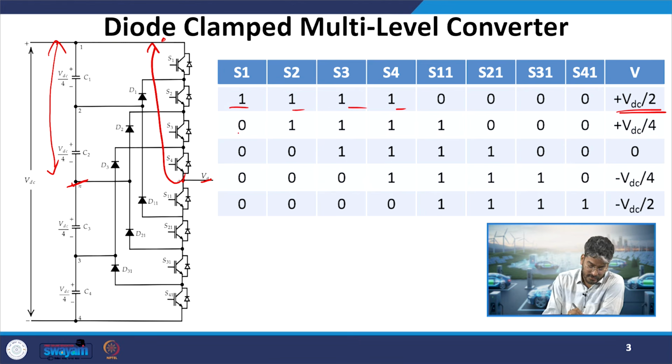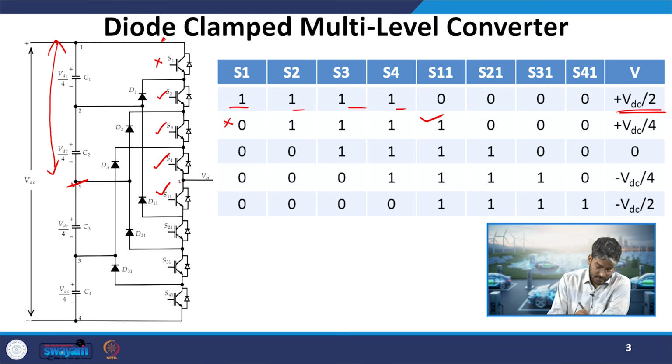Now, the second combination, where I have removed the gate pulse from S1, that is, it has been turned off, and given the pulse to S1'. Now S1 is off and S1' is on, and the remaining 3 switches, S2, S3 and S4, are on. So, what will happen now? This point A gets connected to this node, because these 3 switches are on.